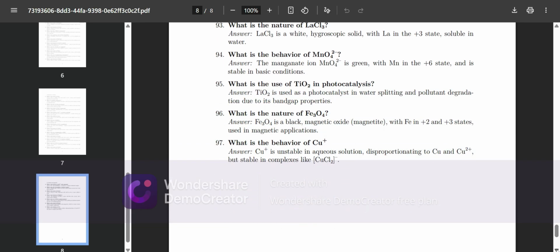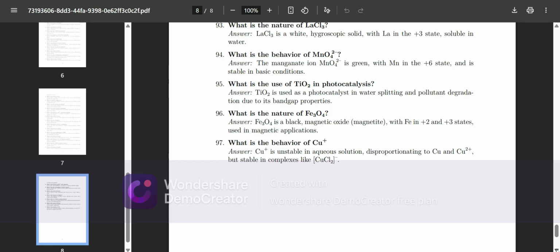What is the behavior of MnO4 2-, the manganate ion? MnO4 2- is green with Mn in the +6 state and is stable in basic conditions. What is the use of TiO2 in catalysis? TiO2 is used as a photocatalyst in water splitting and pollutant degradation due to its band-gap properties.